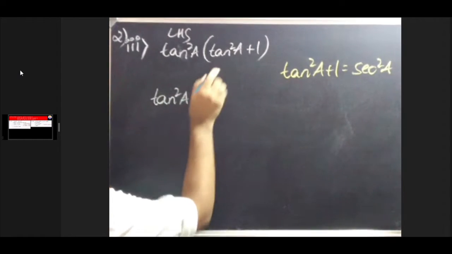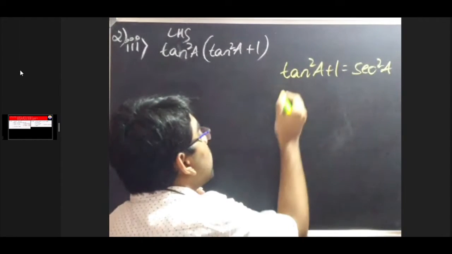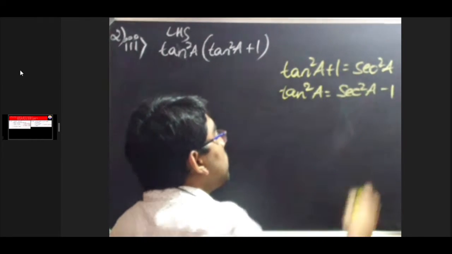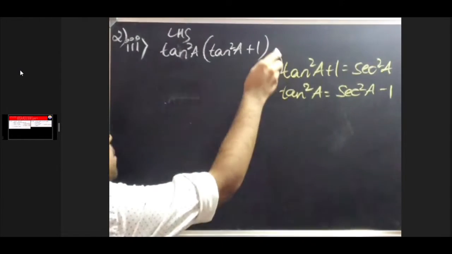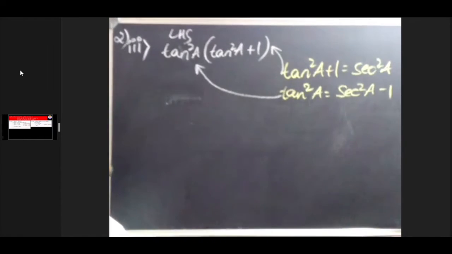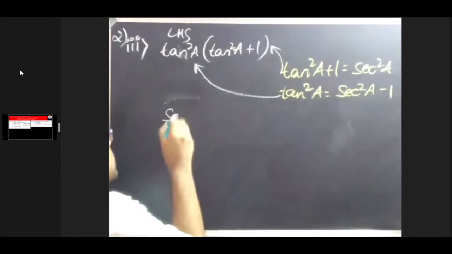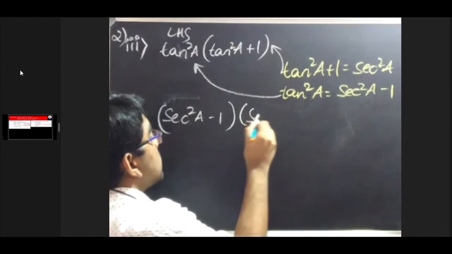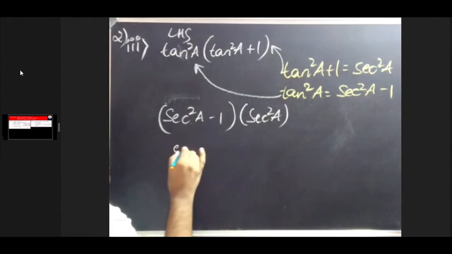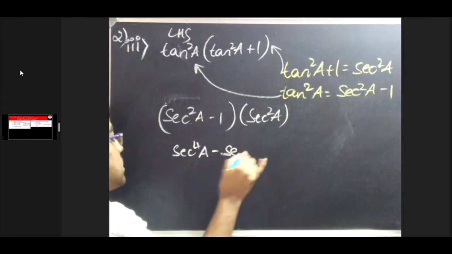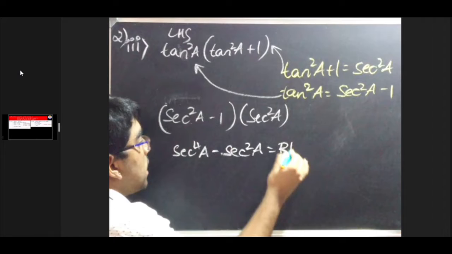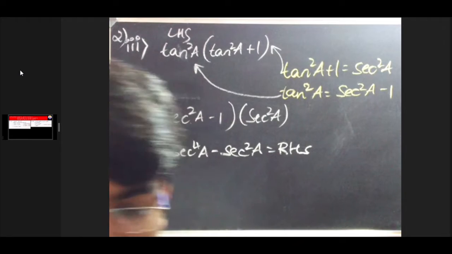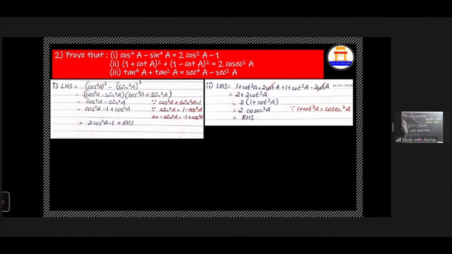tan square a can also be written as secant square a minus 1. This will be applicable for this and this will be applicable for this. Let's apply them. Secant square a minus 1 into secant square a, secant to the power of 4a minus secant square a, which is required in our RHS. It is so simple and so easy to solve as well. Check the solution.